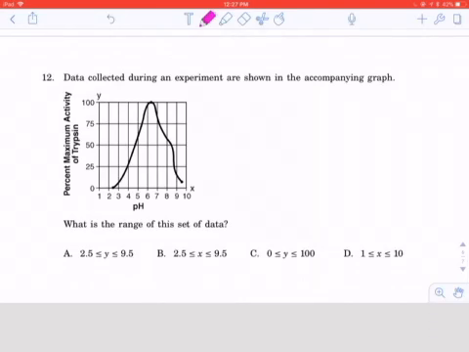Number 12, data collected during an experiment are shown in the accompanying graph. It's pH and percent maximum activity of trypsin. I don't know what that means, but we're looking at pH compared to percent maximum activity of something. What is the range? We don't really need to know what it means. We just need to know that the range is the lowest point we see to the highest point we see, and it's going to have y in the inequality. So I'm crossing out B and I'm crossing out D. Our low is 0 and our high is 100. So our range is 0 is less than or equal to y is less than or equal to 100.